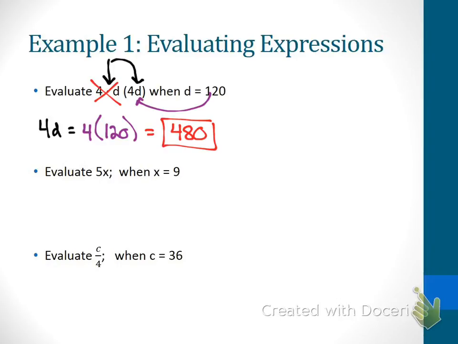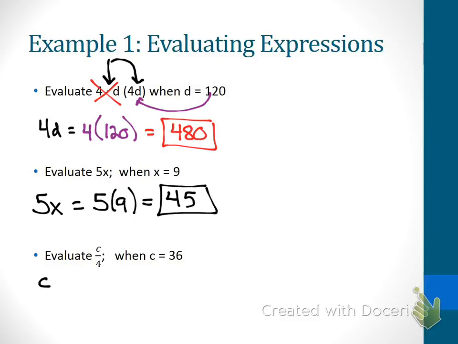I want you to try to practice the next two. Evaluate those expressions with the given values. So when x equals 9 and c equals 36, try to evaluate those expressions. Evaluate 5x when x equals 9. So original term, make your substitution, 5 times 9, and what is 5 times 9? 45. Did you box your answer? Yes, sir. Now I have c over 4. Make my substitution, and what's 36 divided by 4? 9. Who got them both right? 45 and 9. Good job, guys. So basic substitute and solve.